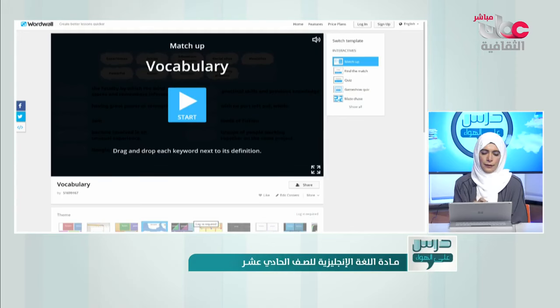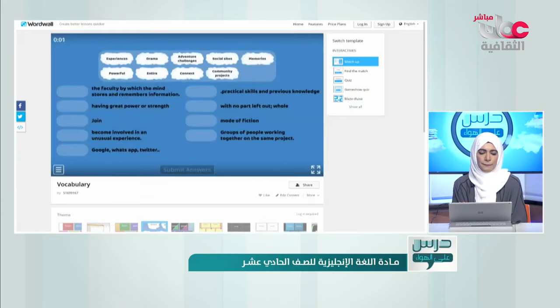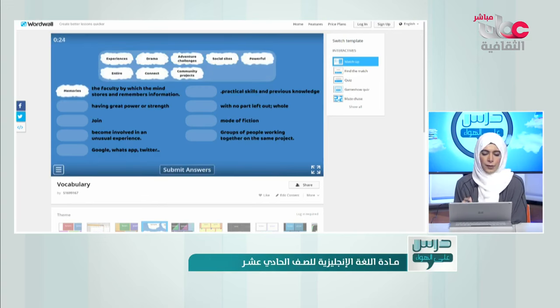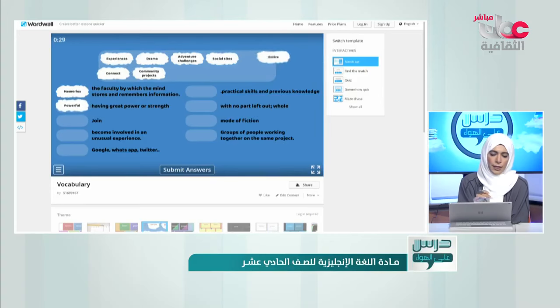We'll play the game together. Here we have most of the vocabulary that we have in task number 2. Let's match the vocabulary to the correct meaning. The faculty by which the mind stores and remembers information. This phrase refers to memories. Having great power or strength, we refer to this meaning. It means powerful.